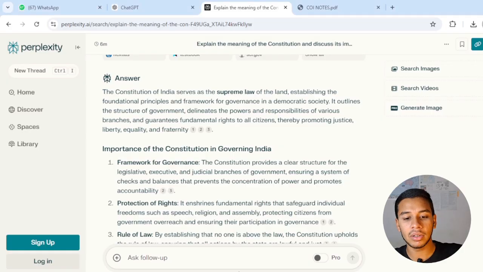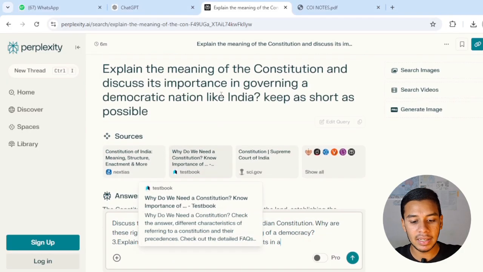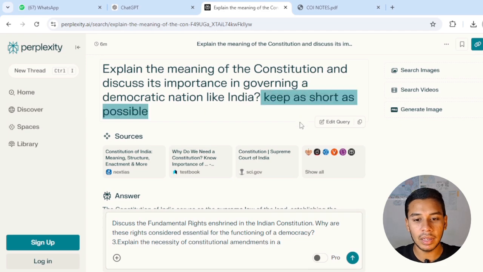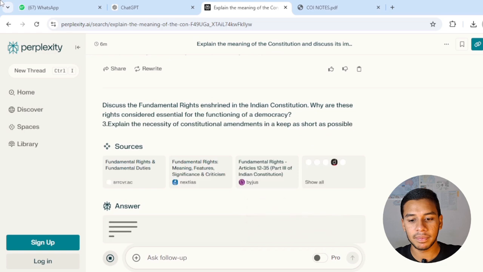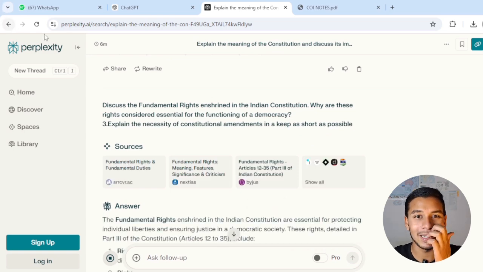Okay, let me copy this one. I'll paste this one here. I'll keep it as short as possible. I'll copy even this one. I'll paste here. Yeah, copy paste.